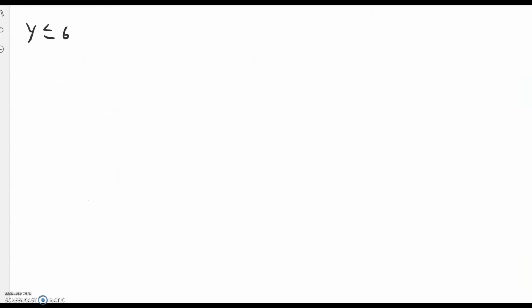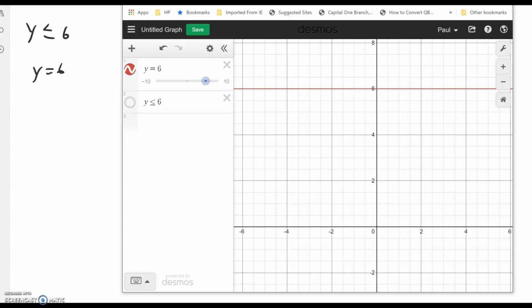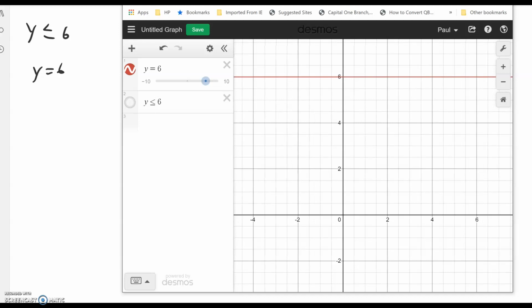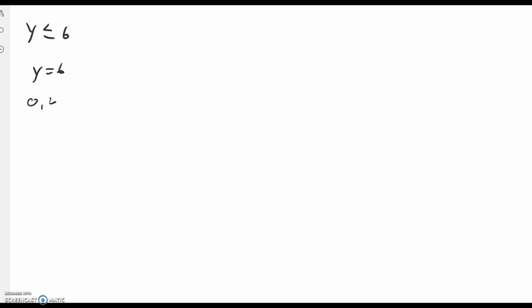We're going to graph this. We're going to graph the boundary line y equals 6. I hope you know what that looks like. It looks like this. It's a horizontal line at y equals 6. And then we're going to pick a test point. Is 0, 0 on the boundary line? No. So I'm going to pick the point 0, 0.